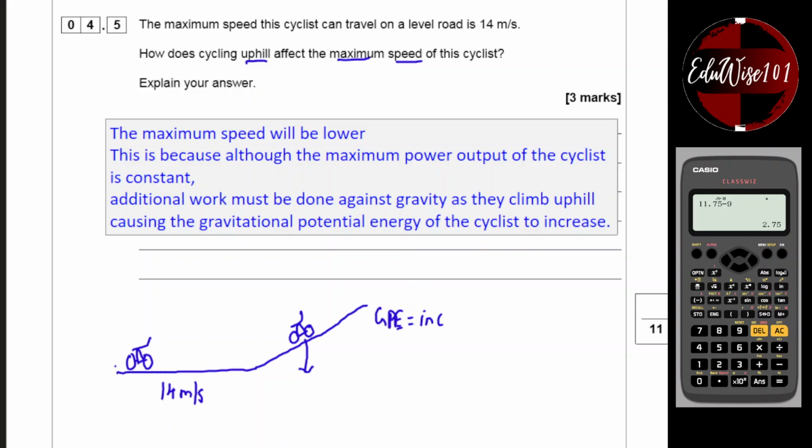For 3 marks, you need to mention what will happen to the speed. That's 1 mark, and your explanation carries 2 marks here. Although the maximum power output of the cyclist is constant, additional work must be done against gravity. This is key: must be done against gravity.